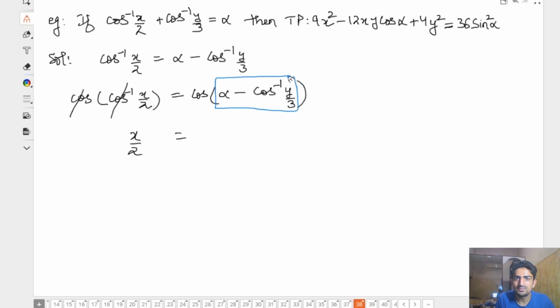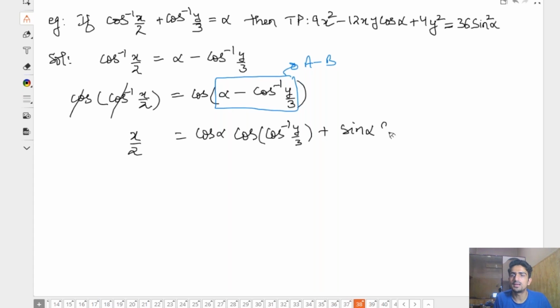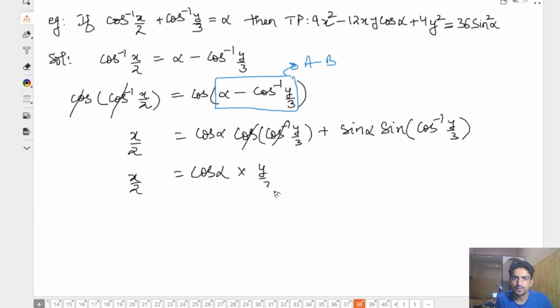Nothing. It is just a minus b, 2 angles. And we know cos of a minus b is cos a cos b plus sin a sin b. And now we don't have any problem because cos alpha is good as it is, this will cancel. Sin alpha is also good as it is.